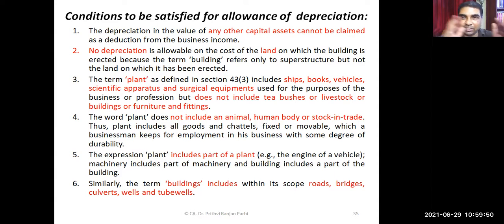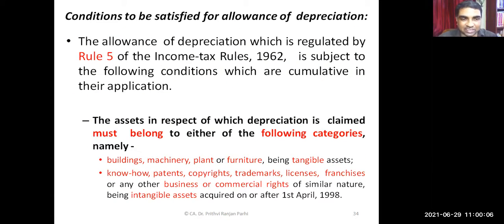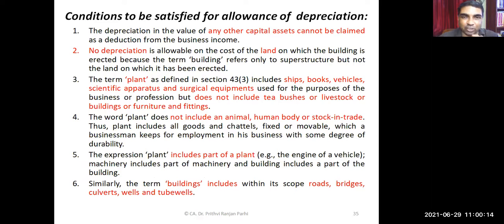Now, having understood that, let us see what are the conditions to be satisfied for allowance of depreciation. Depreciation in the value of any other capital assets cannot be claimed. So only 2 categories of assets I told. Again, if it is tangible asset, the building, machinery, plant, and furniture. Intangible assets, this list is given to you. So depreciation cannot be charged on any other capital asset. And no depreciation is allowed on land. If there is a building which is constructed on the land, depreciation is allowed on building, but depreciation is not allowed on land.